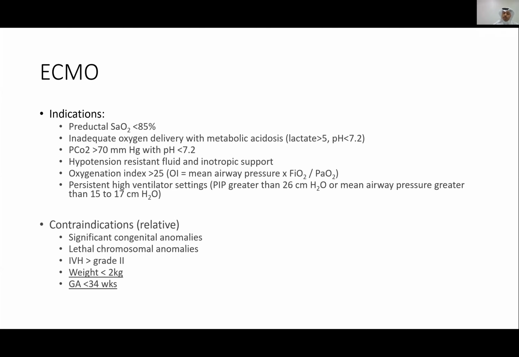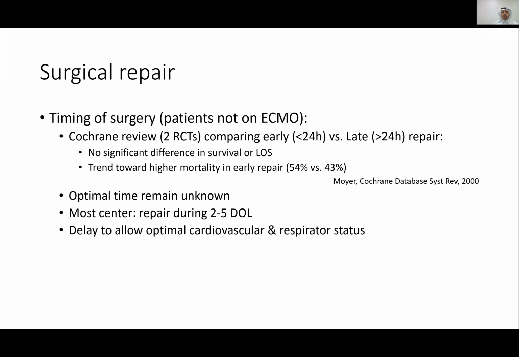So it's not a true contraindication. Okay, now surgical repair. When to fix this? So let's talk about patients who are not on ECMO, so just your usual patients. In the past, those patients were fixed immediately after birth because it was thought that if you fix them early, they will breathe better, their lungs will improve, their lungs will grow, and they will do better.